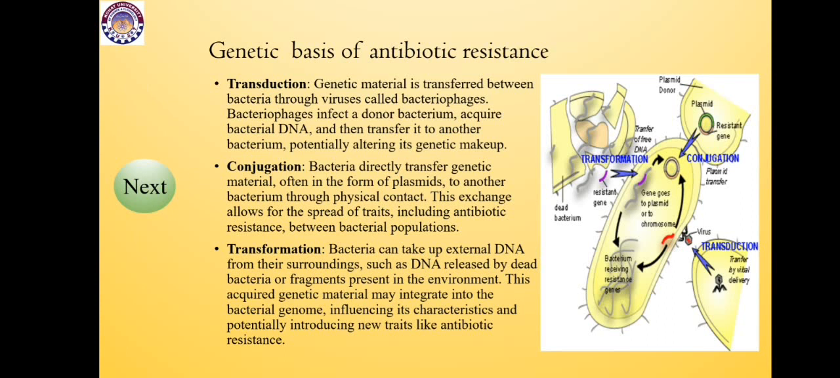Now, what is transformation? Transformation is the process by which foreign DNA is introduced into a cell. Other bacteria may die in the environment, releasing their internal contents, including their genome and their DNA. This DNA is then taken up by living bacteria that come in contact with it. By integrating this external DNA into their own, they may get resistance against some antibiotics. This external DNA can enhance their characteristics, potentially introducing new traits like antibiotic resistance.